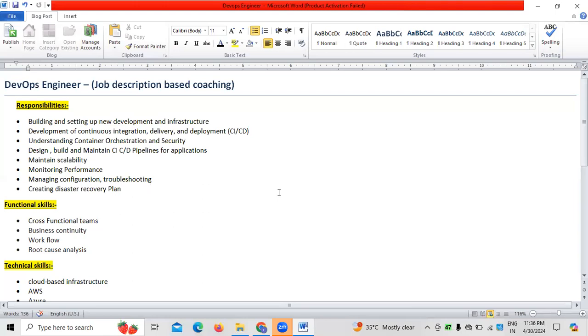Now, when it comes to the responsibilities of a DevOps engineer, the first one is that, being a DevOps engineer, we should be in a position to build and set up new application development as well as the infrastructure for the project.